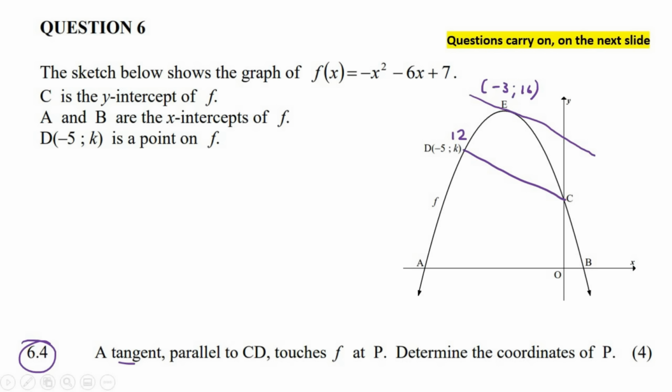Okay. So it says that a tangent which is parallel to CD touches F at P. So it's not going to be at E. It's going to be at P. So let's point there and say that that's P. Determine the coordinates of P. You see, so it's not going to be going through E, okay? Right, so what we're going to do, guys, I love these types of questions. Let me show you what we can do.